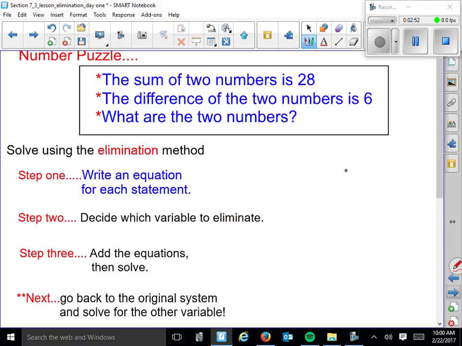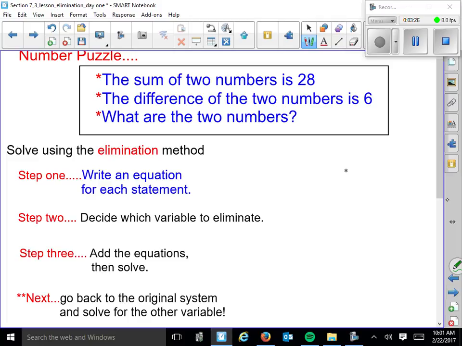Number puzzles lend themselves really well to the elimination method. Take just a minute and write down this number puzzle. What we know is that the sum of two numbers is 28, the difference of the two numbers is 6, and what are the two numbers? Well, this is definitely a problem where you could sit and spend a few minutes and think about numbers that add to 28 and subtract to be 6. But imagine if those numbers were extremely large. Then an algebraic method would be better than a guess and check method.